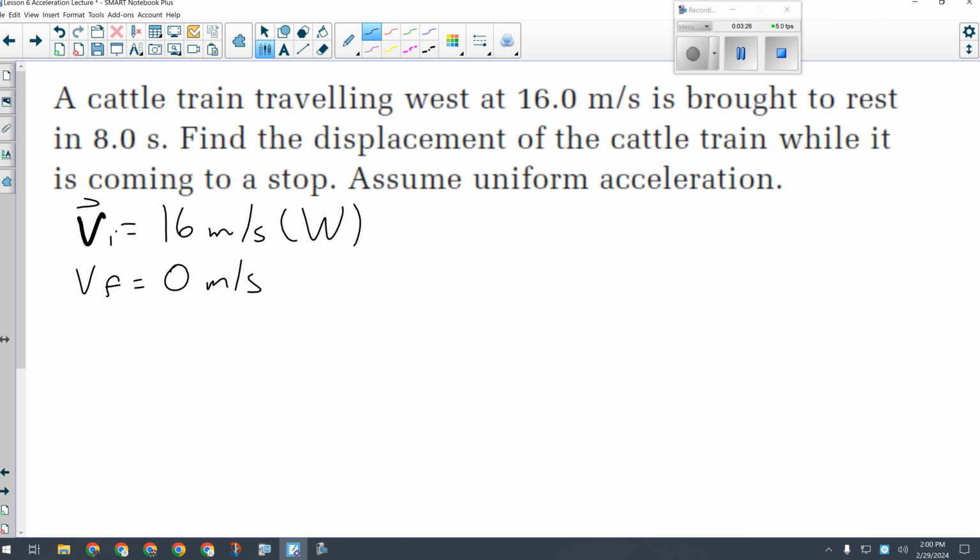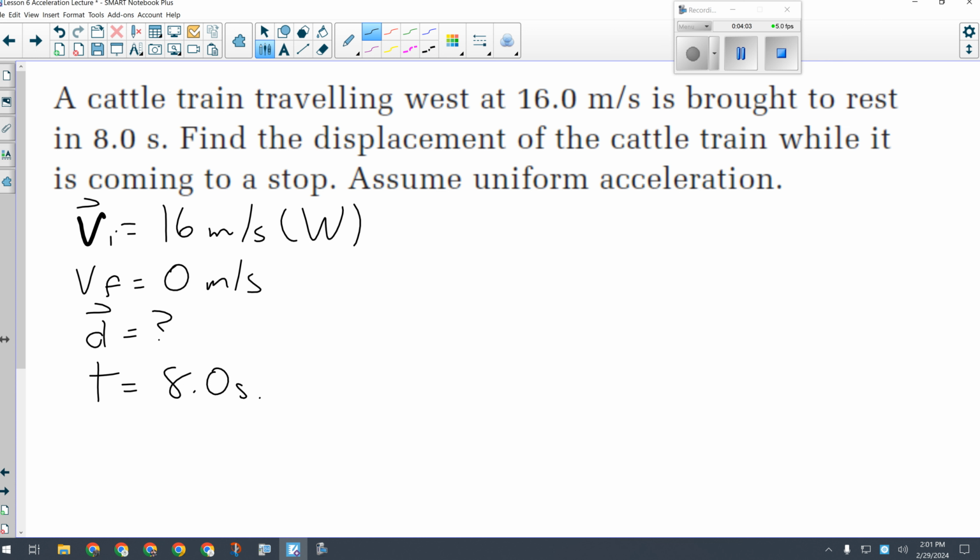They want us to find the displacement of the cattle train while coming to a stop, and it takes 8 seconds for them to come to a stop. Now, we just said their acceleration is east. They don't even give us that in the question. We're not even going to need the number for the acceleration for this one. But here's the other thing that's important. They're moving at 16 meters per second west, brought to rest by accelerating east. Which direction will their displacement be?